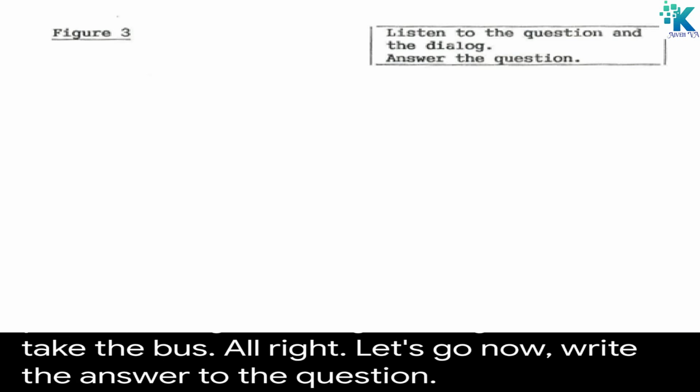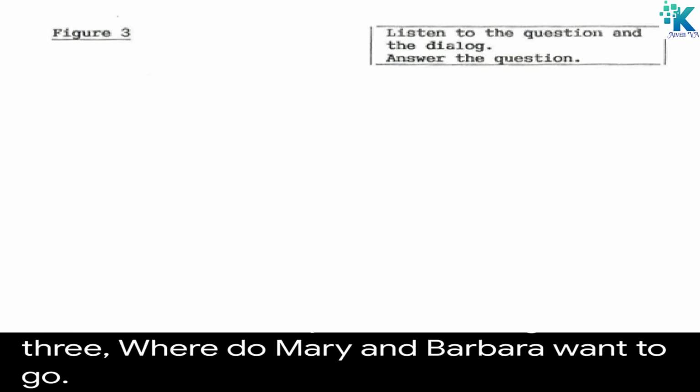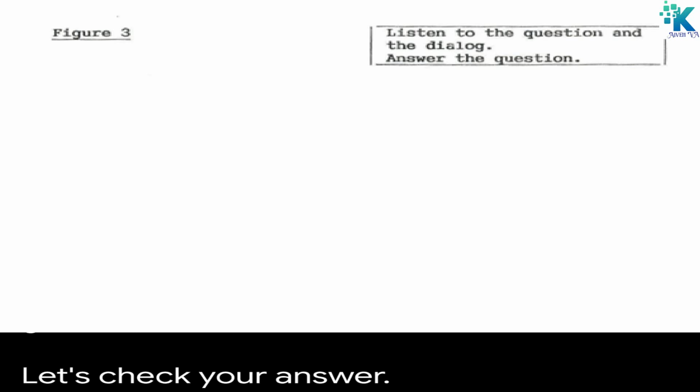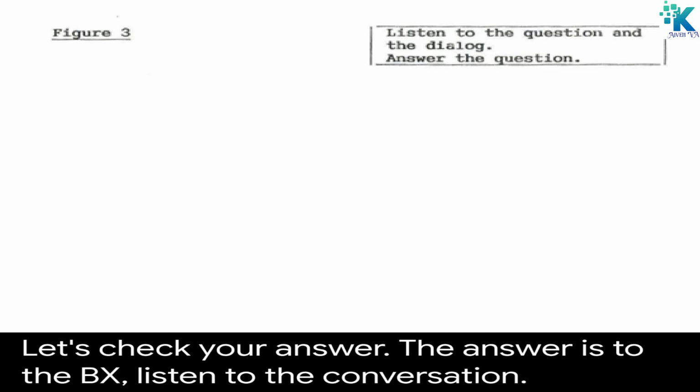Now write the answer to the question in Figure 3. Where do Mary and Barbara want to go? Let's check your answer. The answer is to the BX. Listen to the conversation again.